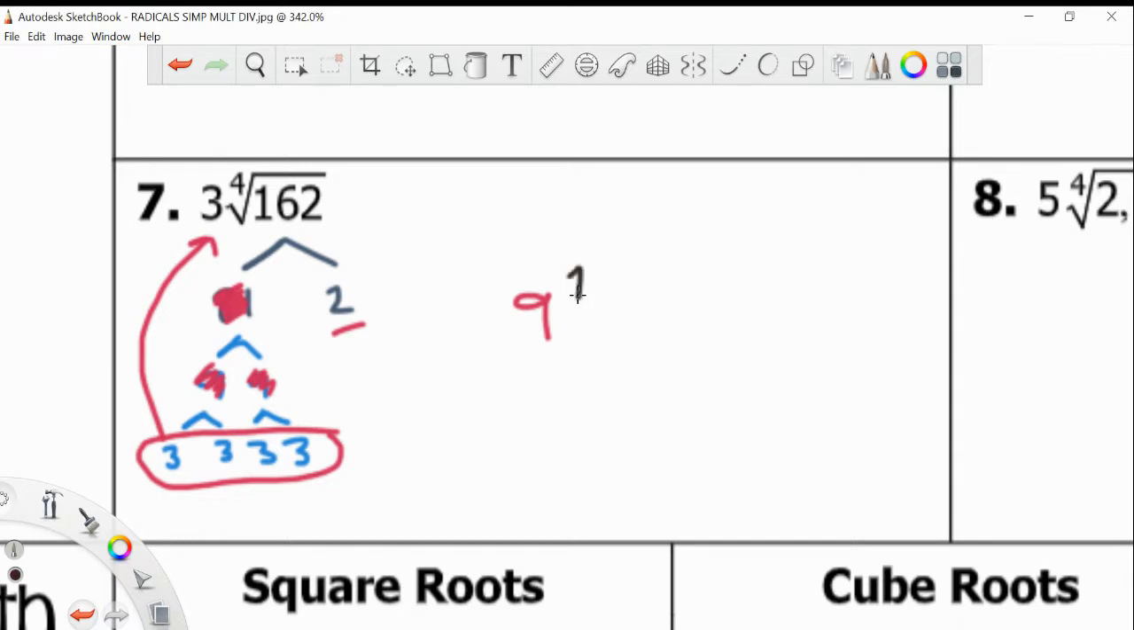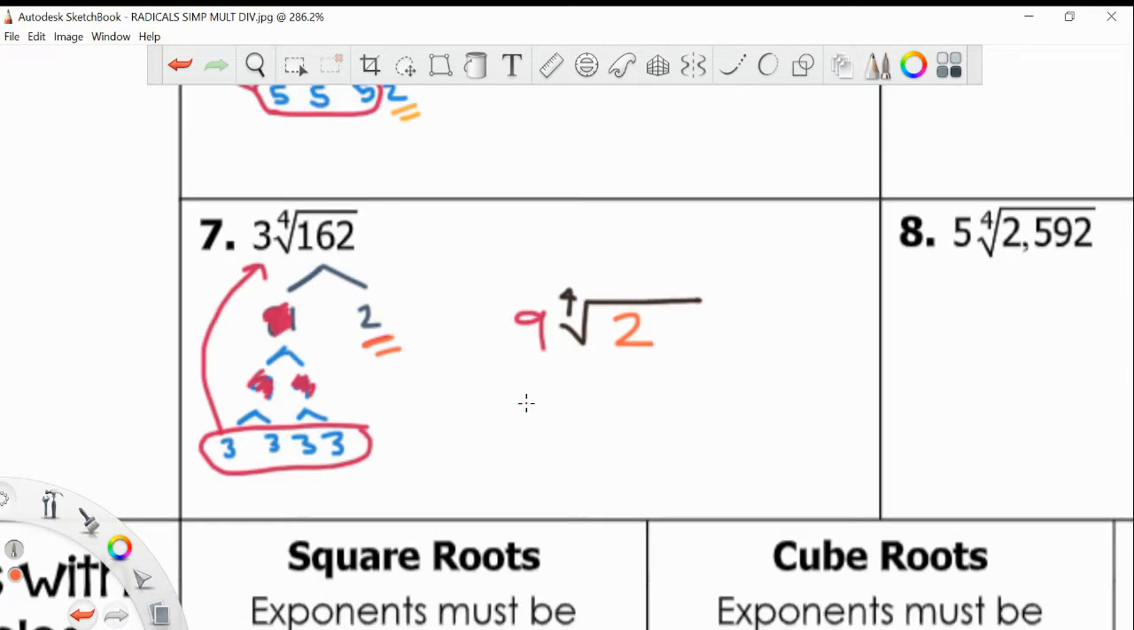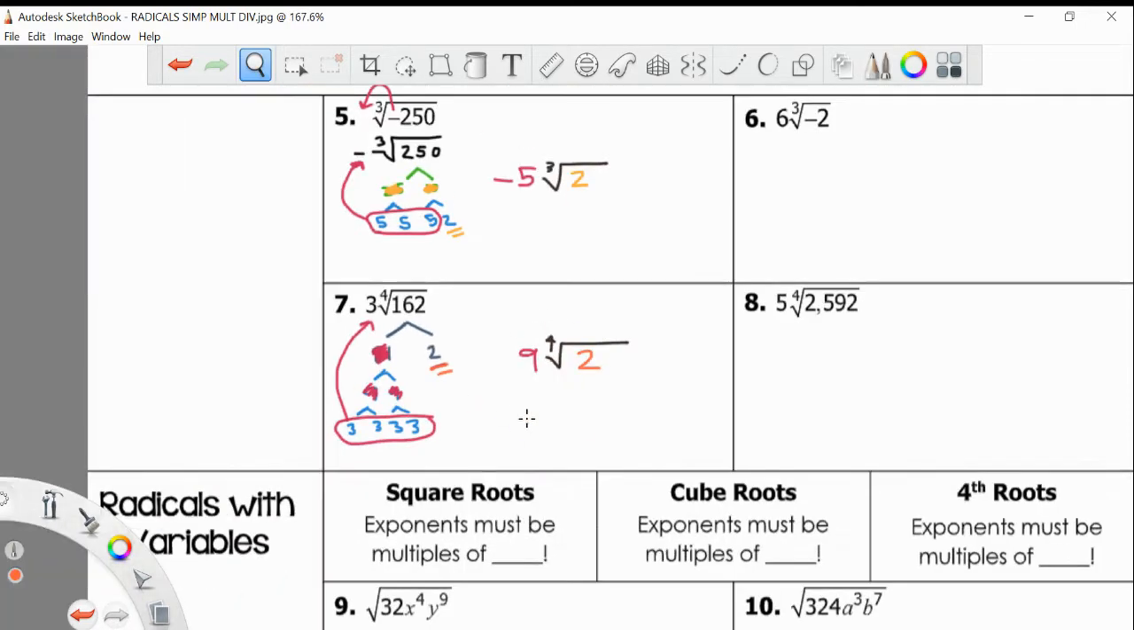Okay, then we still have the 4th root. A lot of times people forget this 4, so don't forget that. And then we have 1 left over 2. Leftovers go on the inside. Again, not too bad. If you're handling this, you are doing a great job.